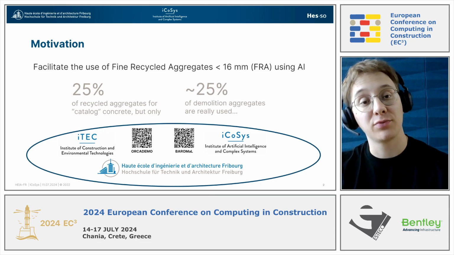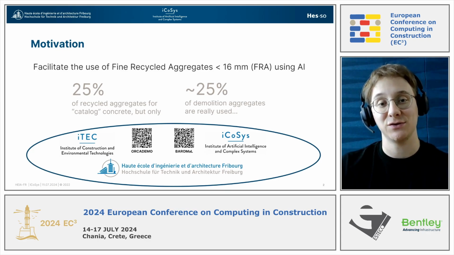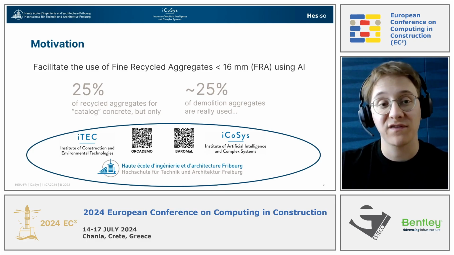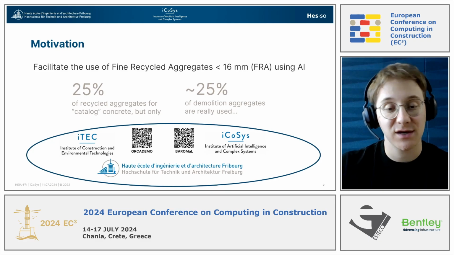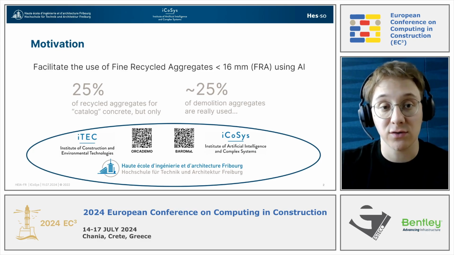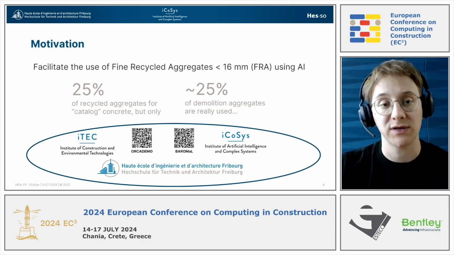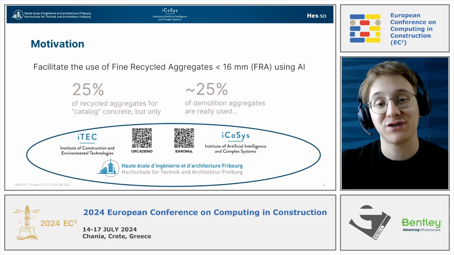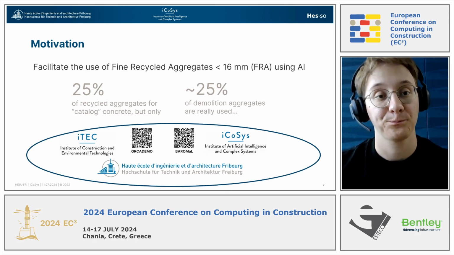As you may know, the production of concrete is relatively polluting, and today we would like to be able to facilitate the use of recycled aggregates in it. In Switzerland, 25% of aggregates used for concrete production can come from demolition, but only 25% of demolition aggregates are actually used. This is partly because the use of recycled material requires greater precision in the mix when producing concrete. So this is why the iTech Institute of our same school launched two projects carried out jointly with our institute to respond to this problem.